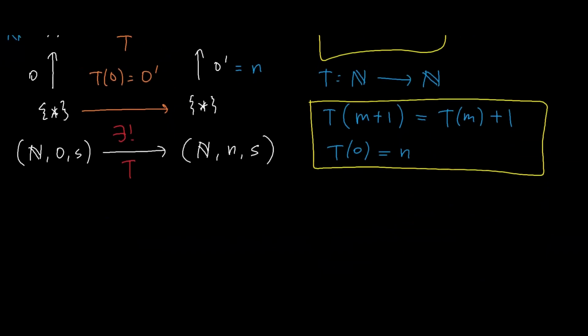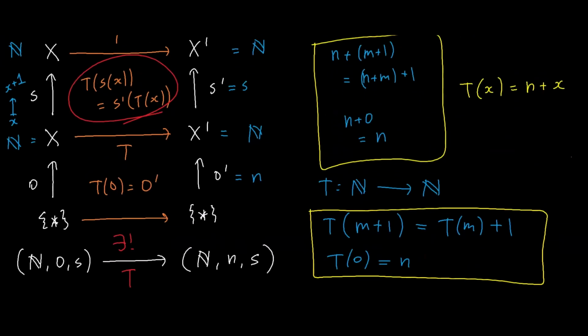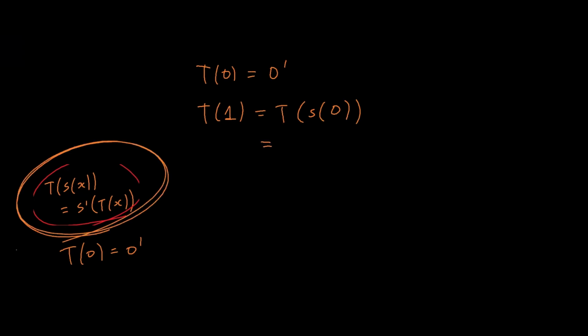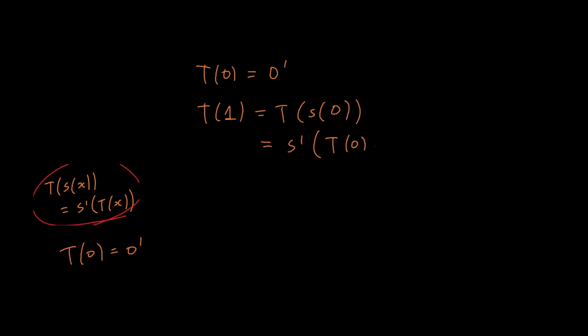So if I believe in these laws, this one and the other one with a 0, then T of 0 must be 0 prime, right? That's all, given. What is T of 1? T of 1 must be T of successor of 0, because 1 is the successor of 0. But then by this formula, that must be this other kind of successor, whatever that function S prime is, of T of 0. But we already know that T of 0 must be 0 prime, so that must be S prime of 0 prime.